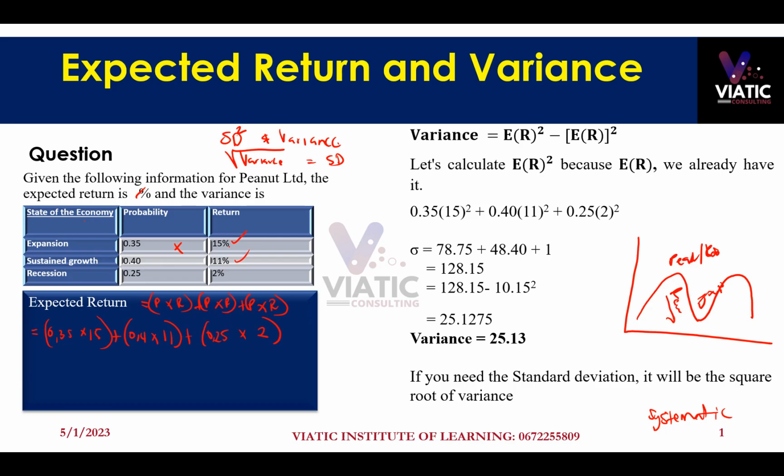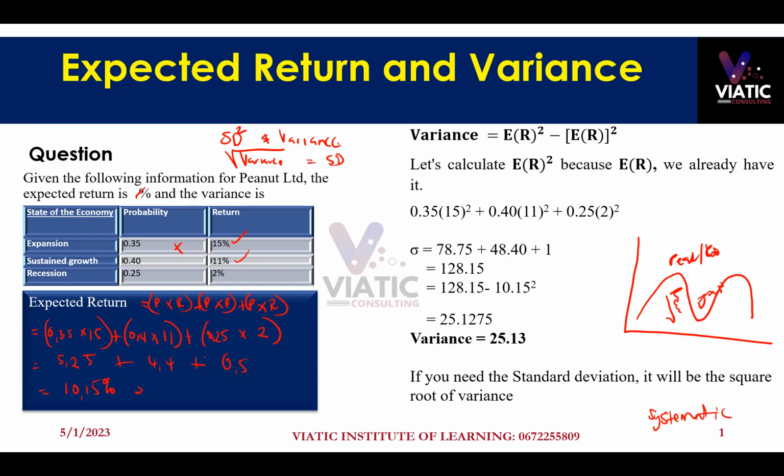Then we are saying 0.35 multiplied by 15, we get 5.25. 5.25 plus 0.4 multiplied by 11, then we get 4.4, plus 0.25 multiplied by 2, then we get 0.5. Then we add 5.25 plus 4.4 plus 0.5. Then we get 10.15 is our expected return.